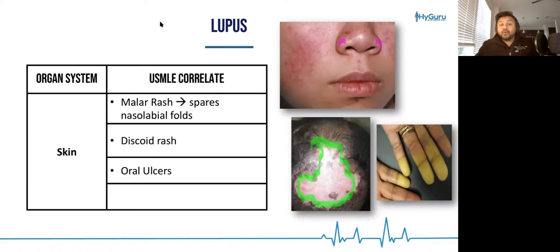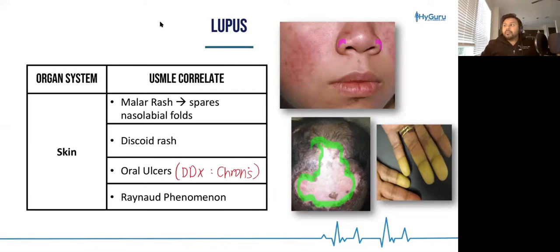Patients with lupus may have oral ulcers. And so oral ulcers like aphthous ulcers are going to be seen in lupus, but you also want to differential diagnosis that with Crohn's disease. Ooh, that's a good one. And then finally, remember that patients with lupus are going to have Raynaud's as a vasospasm type of skin change.